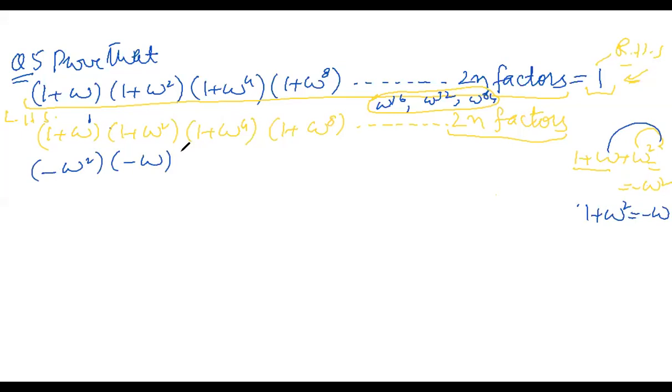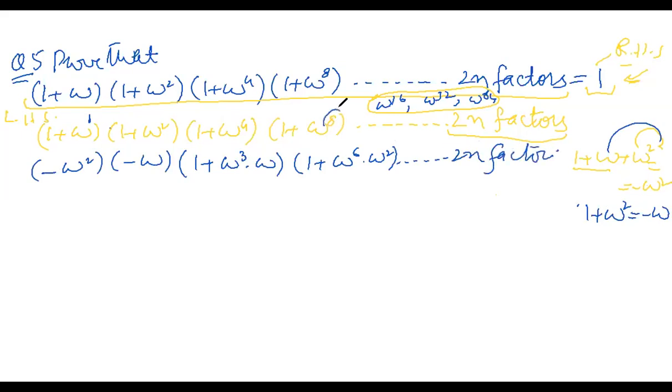And here we can expand it. Here 1 plus omega cube into omega, and 1 plus omega 6 into omega square. Hope it is clear, my dear student. You are not in any confusion. Like I have expanded this, omega 8 into omega 6 and omega square. Similarly, I have expanded omega 4 into omega cube into this one. So that is why into is written there. So we can write it like this.